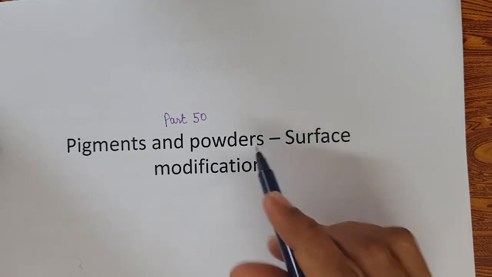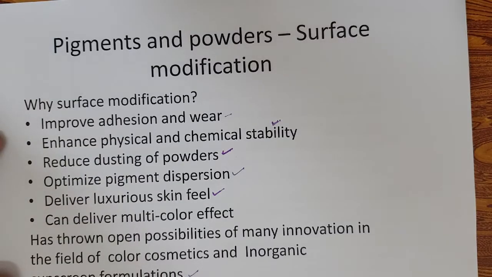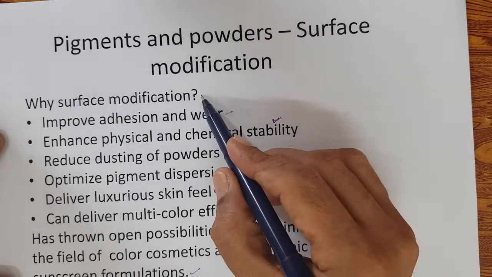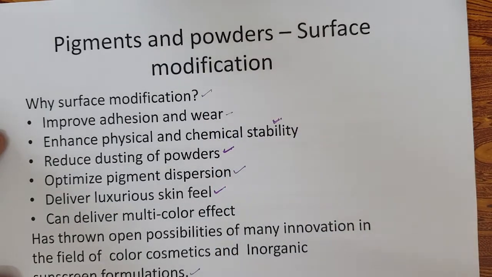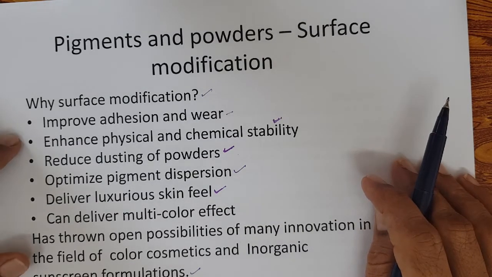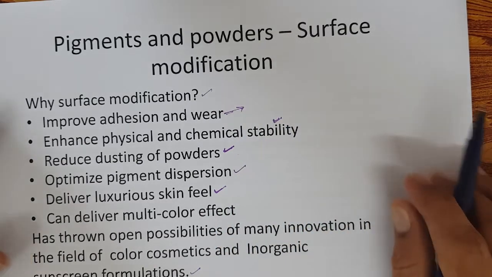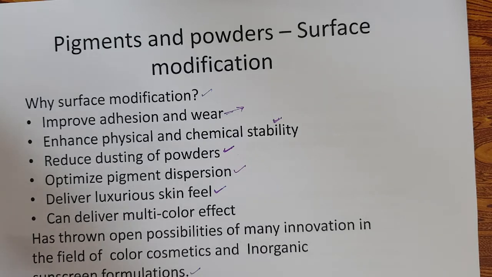Part 50, Pigments and Powders, Surface Modification. Why do we surface modify the pigments and powders? To improve adhesion and wear. The products can be applied in a smooth manner and the product will spread easily. The product will stay on the skin for longer time.